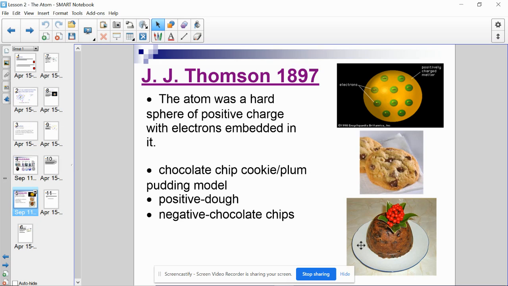You could equate that to something like a chocolate chip cookie nowadays, where the chocolate chips or the raisins in the plum pudding model were the negative charges, and the positive charge was the actual dough itself.